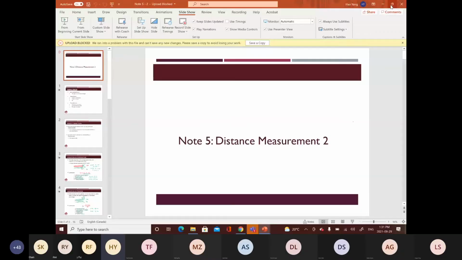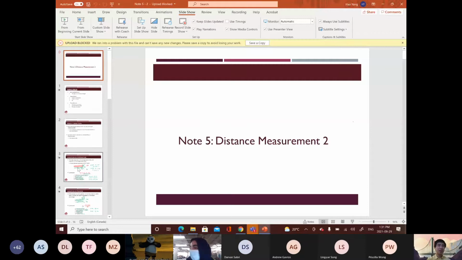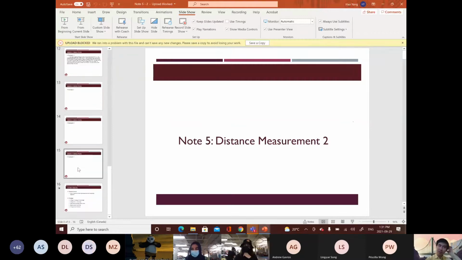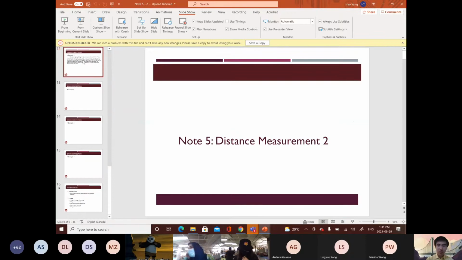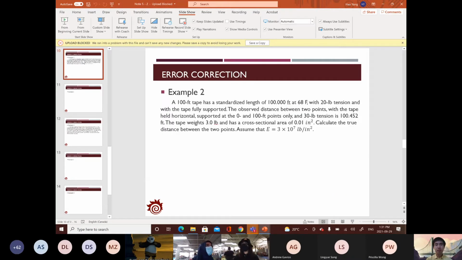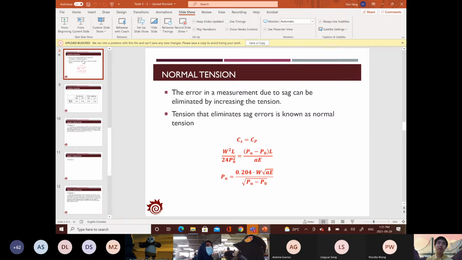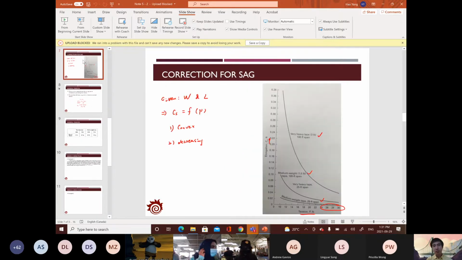First, I will try to finish the rest of the slides that we left for the lecture last time. And last time we introduced several corrections for the horizontal distance measurement, including the corrections for the temperature, tension, and also the sag, which is from the gravity. And we also showed the relationship between the sag and the tension.